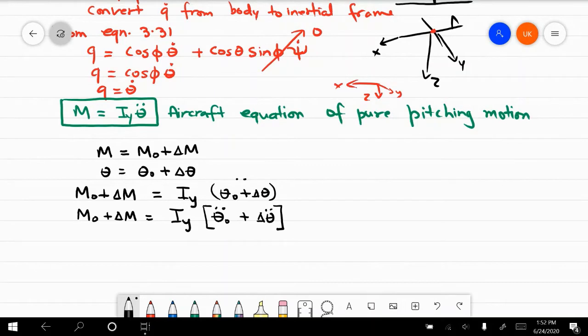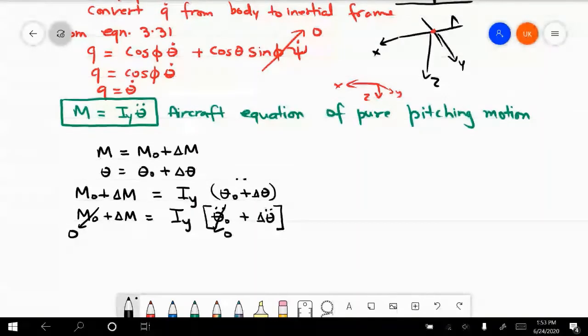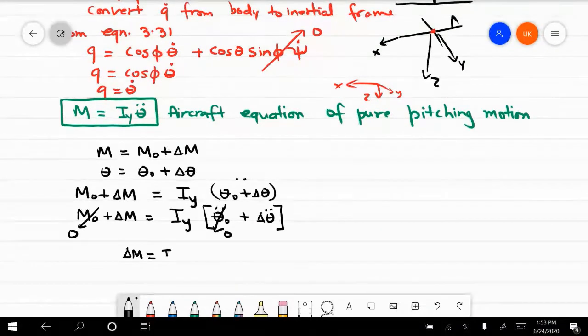Now M naught is the moment in the steady state. Naught represents the equilibrium, and we know that in equilibrium there is no moment. Okay, in the trim point there is no moment. Trim point is defined by the condition in which the resultant moment equals 0. So by definition this is 0. And also the aircraft in the steady state is maintaining a constant inclination. It is not changing with respect to time, meaning this is also by definition equal to 0. So the perturbed equation of motion that we get is delta M equals Iy delta theta double dot. This is the equation that we obtain.